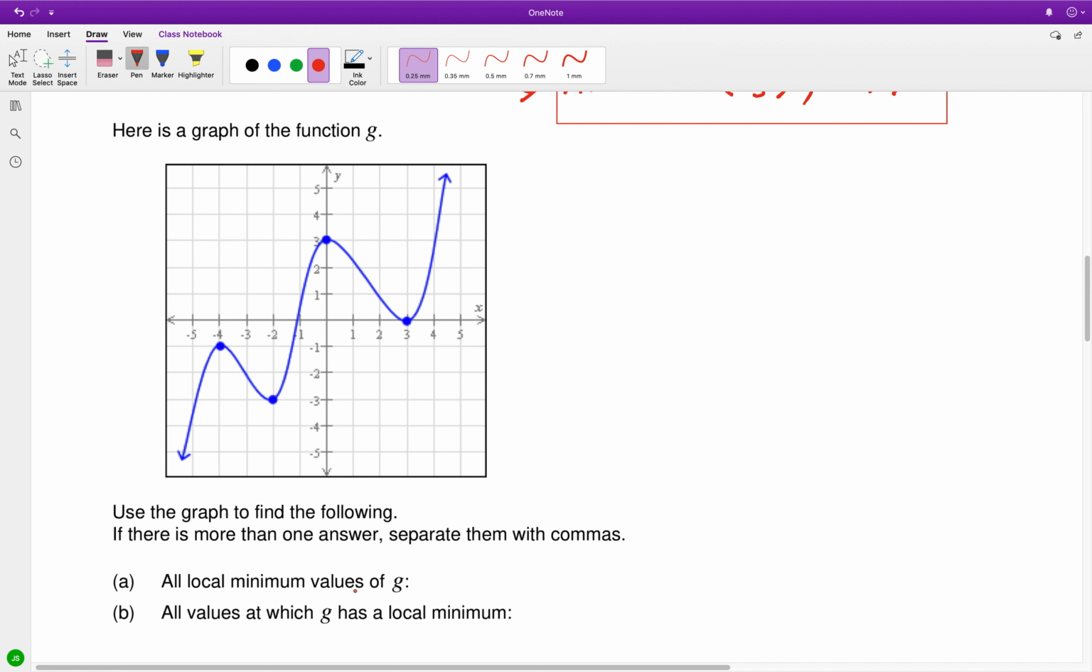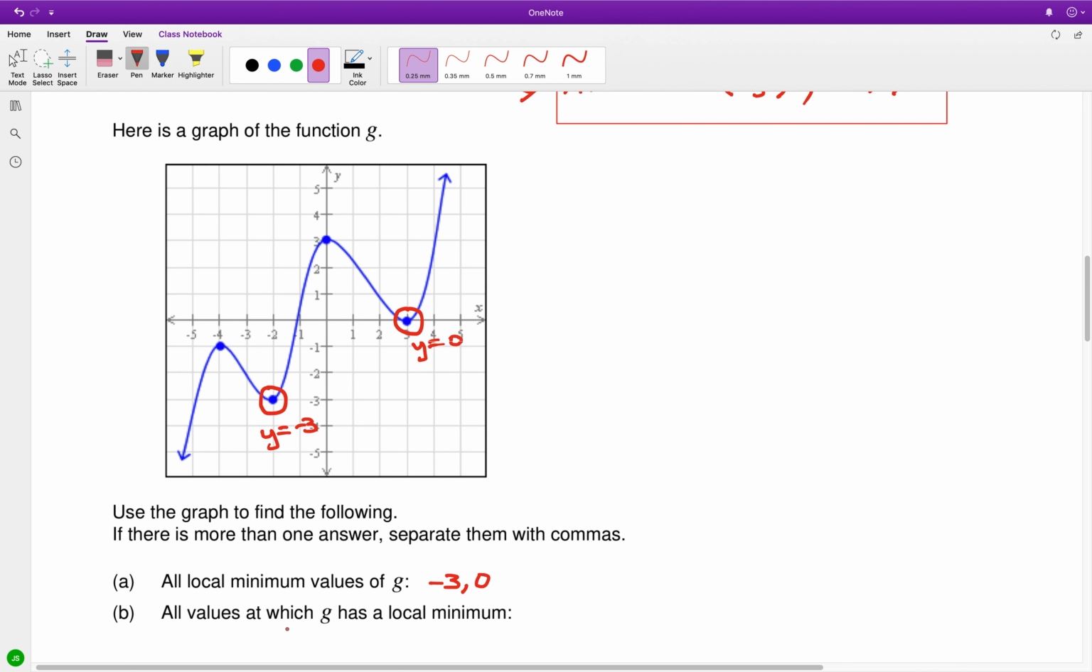Now for minimum values, we have where the graph dips, so over here and also over here. So in the case of all local minimum values of g, we have for the first part y is equal to -3, and also y is equal to 0. So the local minimum values we have at -3 and 0.